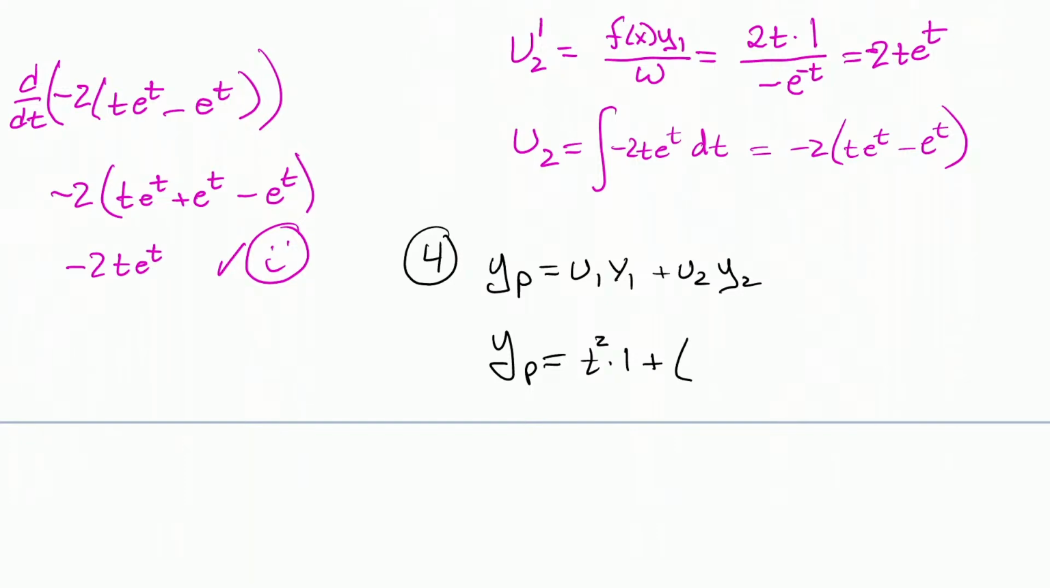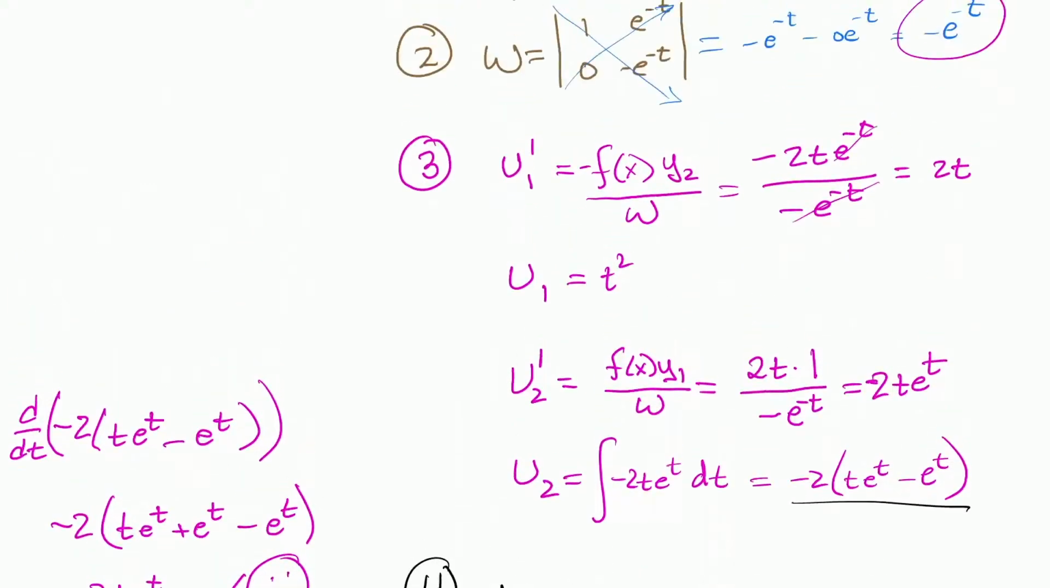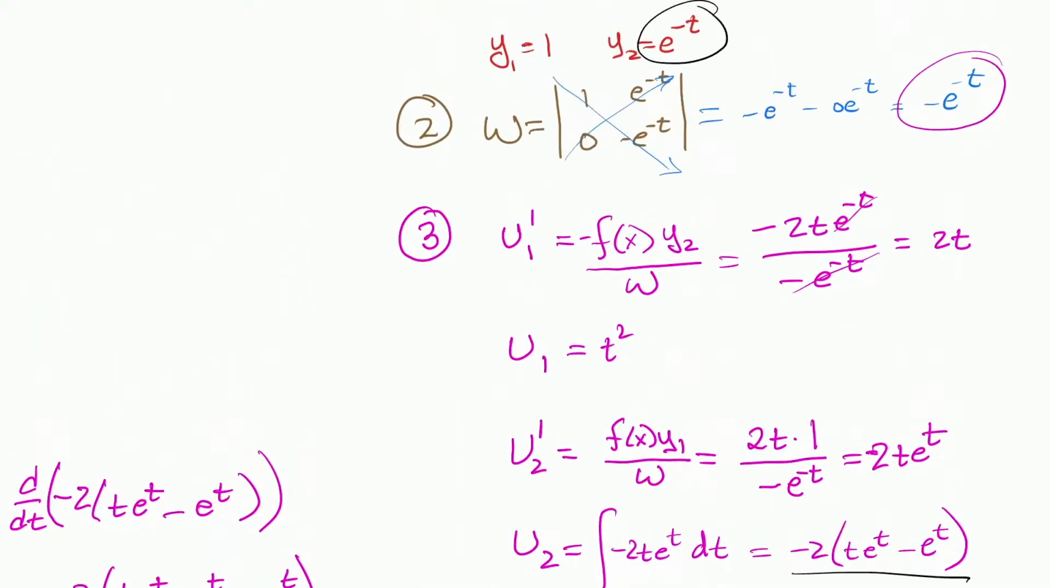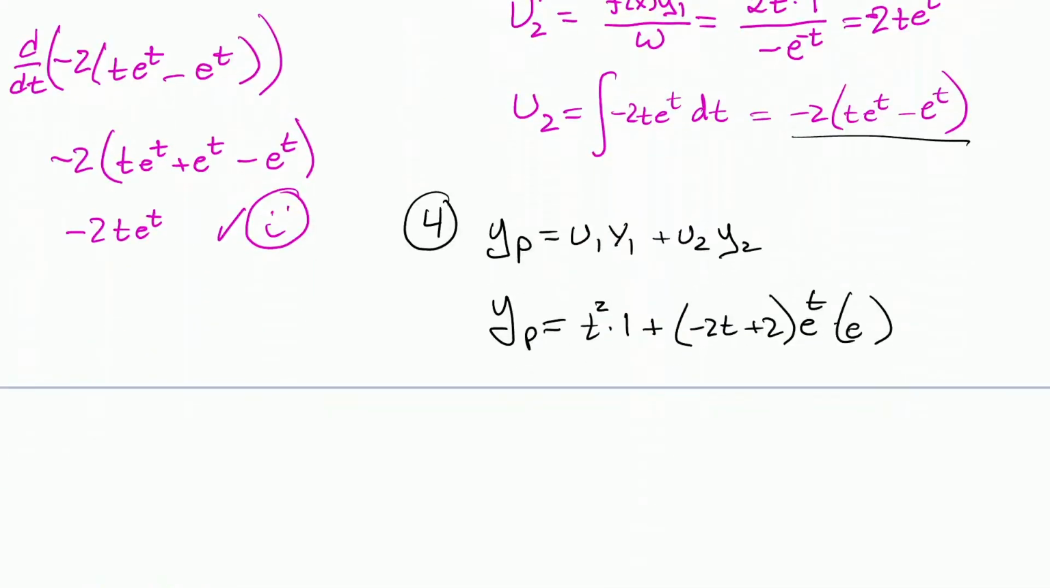How about if I write it this way? Negative 2t plus 2 times e to the t times, that's this thing. I just combined some things and factored out the e to the t, times this, e to the negative t. So the particular solution is t squared minus 2t plus 2.